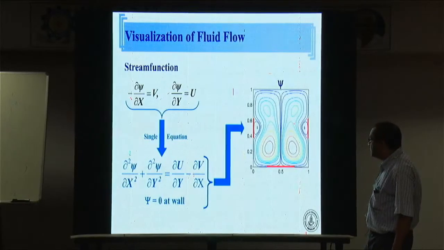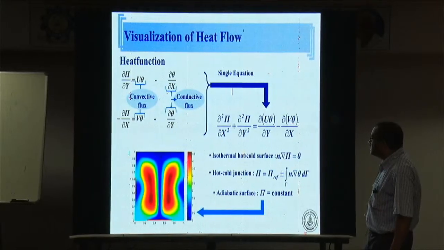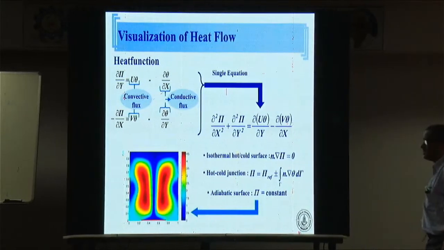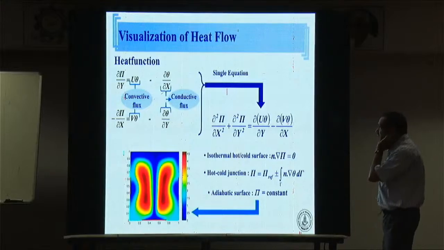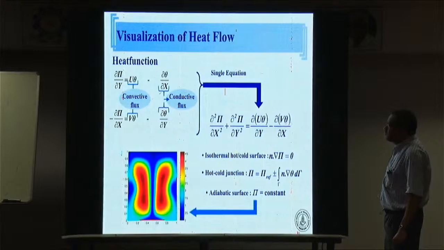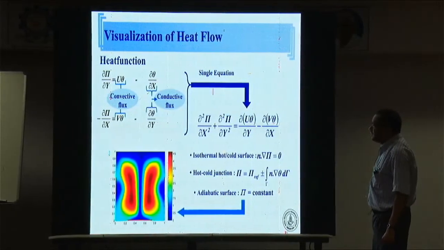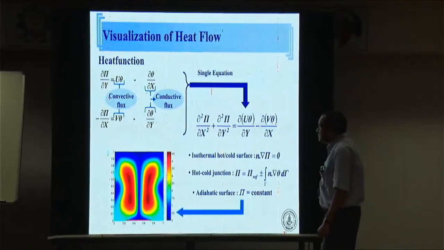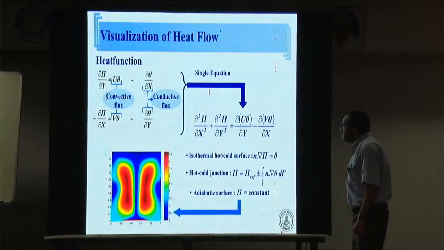Next slide please. So the heat function, as I said, is the first time introducing heat lines, which talks about the visualization of invisible energy flow. So ∂Π/∂y equals uθ minus ∂θ/∂x, and minus ∂Π/∂x equals vθ minus ∂θ/∂y, where these are the convective flux and conductive flux together. So that gives the overall energy perspective.